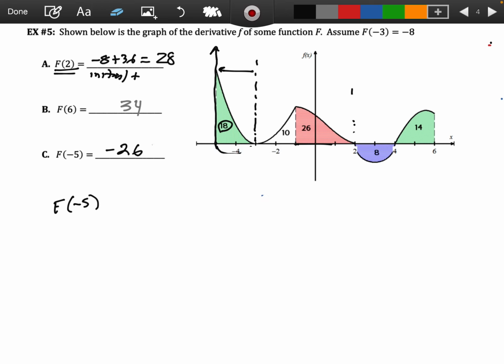Just think about it a little bit. Maybe I'll repeat it one more time. They want us to find capital F of -5, and we know that capital F of -3 is -8. So right here, all of this together is -8.